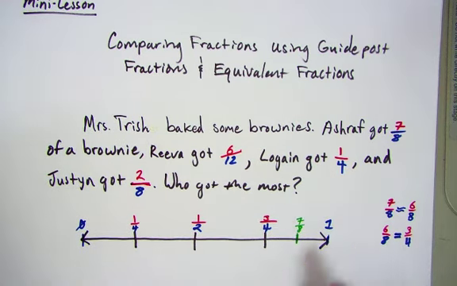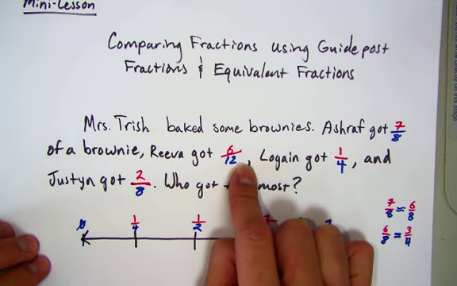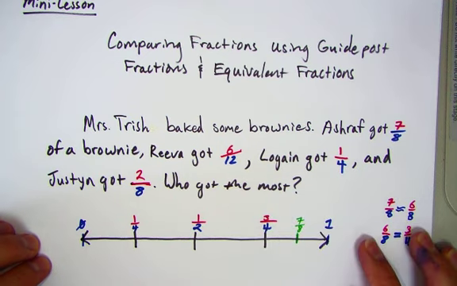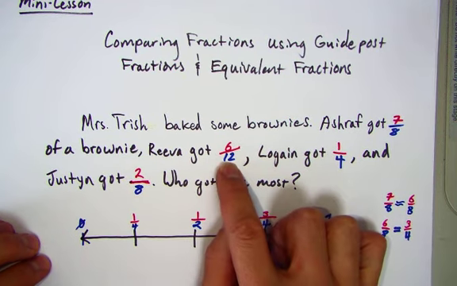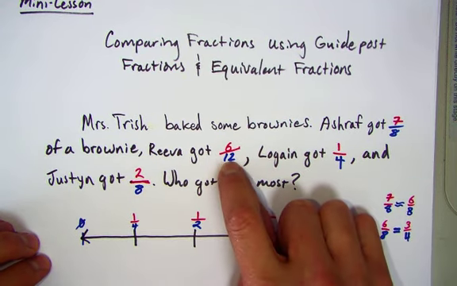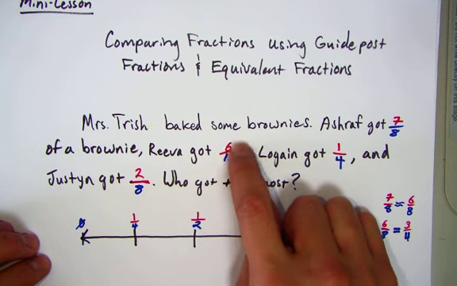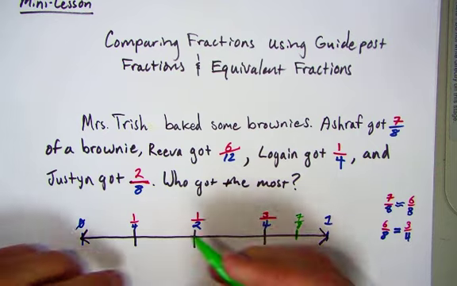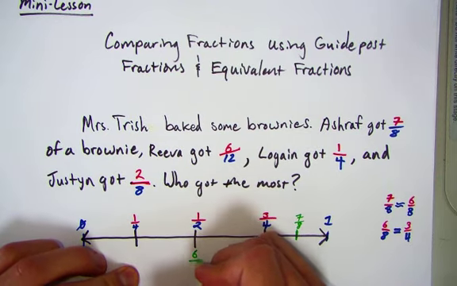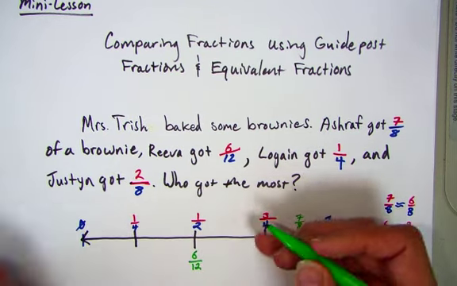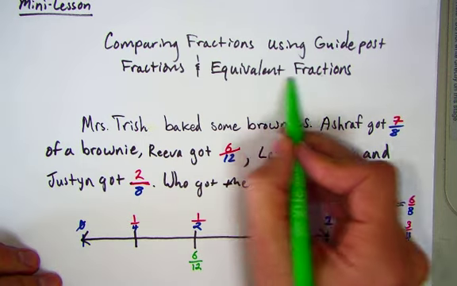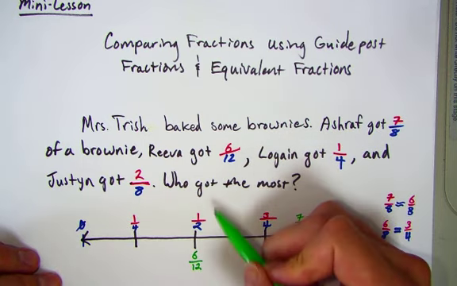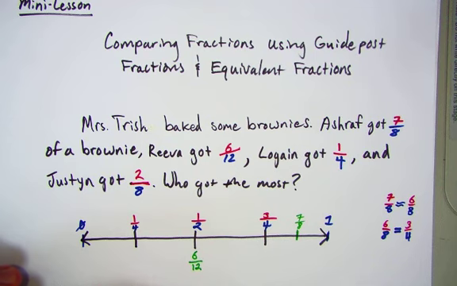Now let's take Riva's part of the brownie, 6/12. Does anybody know an equivalent fraction of 6/12? I hope so. 6/12. What is half of 12? 6. So right here we have an exact half. I'm going to write my 6/12 right here. That's using equivalent fractions again. 6/12 is the same as 1/2.